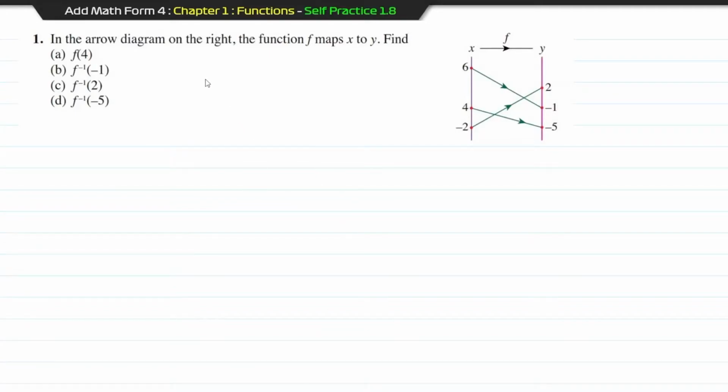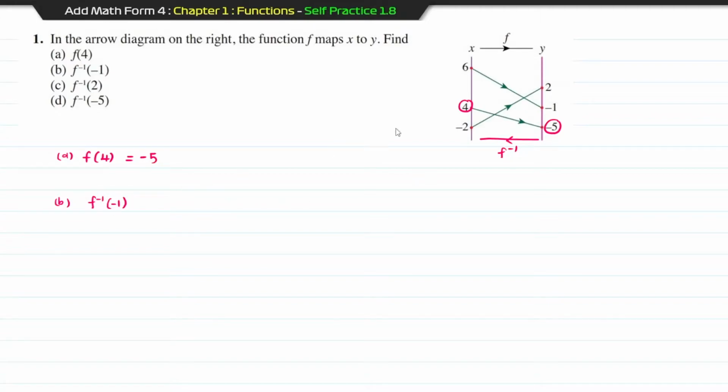Question 1. In the arrow diagram on the right, the function f maps x to y. So first, we want to find the function f, which will map this number 4 to number -5. Right? And for question B, the inverse function is going to map y to x, right?